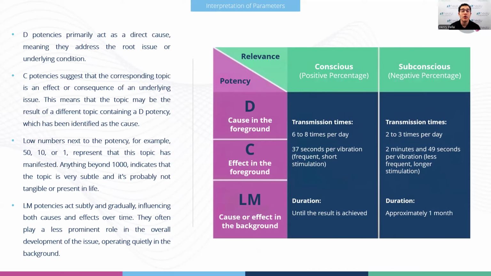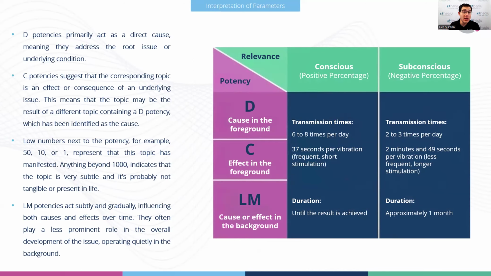So the D potencies are going to be causes, C are going to be effects. They're both in the foreground, meaning they're both going to be relevant because they affect your life directly. They're topics that usually are appearing in your life and that you should technically be aware of. But D is going to be more relevant in this case because it's a cause. So you can basically say that if you see a result that has a D potency, you can say, all right, this is a source of a problem, right? If I'm able to address this, then this means that other aspects of my life will also be improved.